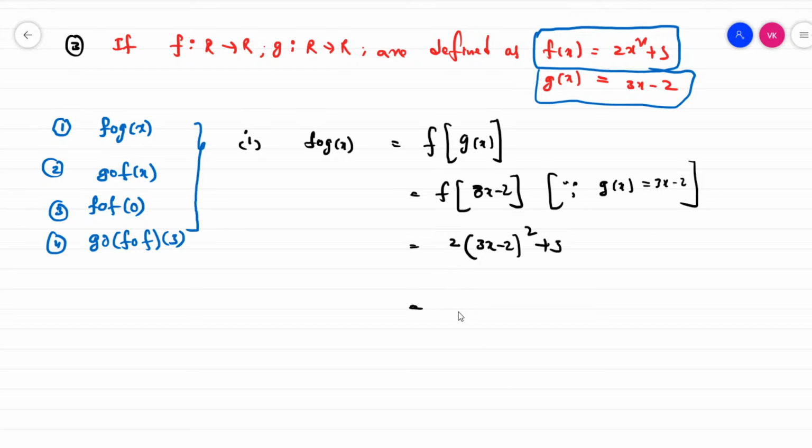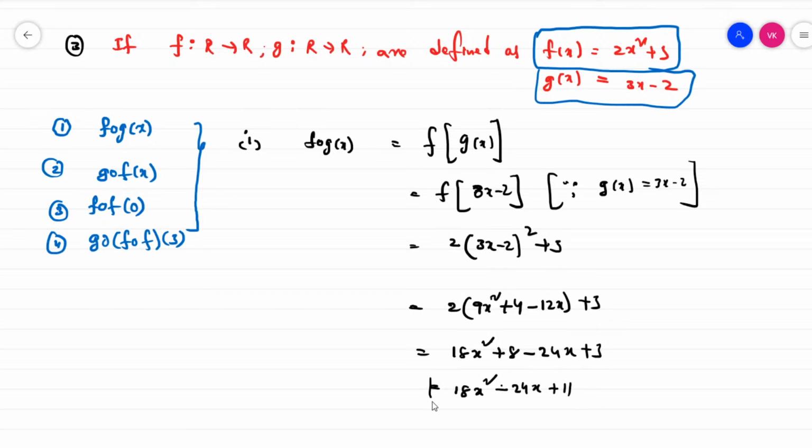Let's simplify. Here it is a minus b whole square, so I am writing the complete expanded form: 2 into 9x square plus 4 minus 12x, plus 3. Now multiply: 18x square plus 8 minus 24x plus 3. Let's simplify that. We get 18x square minus 24x plus 11. This is the answer for the first question.